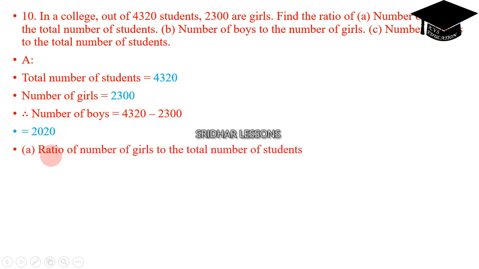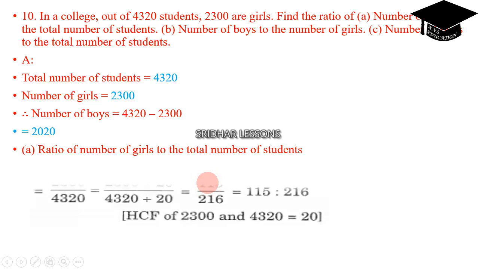Now we will see the question A, the ratio of number of girls to the total number of students, that is 2,300 by 4,320. Okay, 20 table will be cancelled: in 2,300 it is 115 times, and in 4,320 it is 216 times. So we can write this as 115 by 216, or 115 is to 216. This is the required fraction.